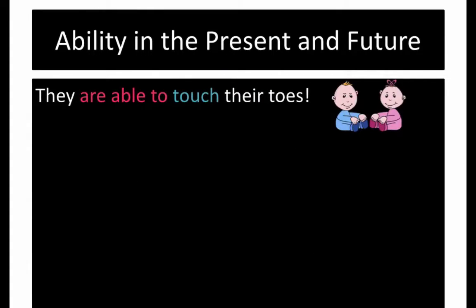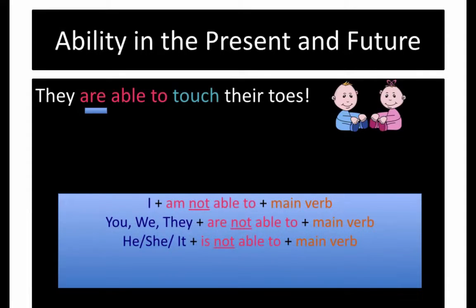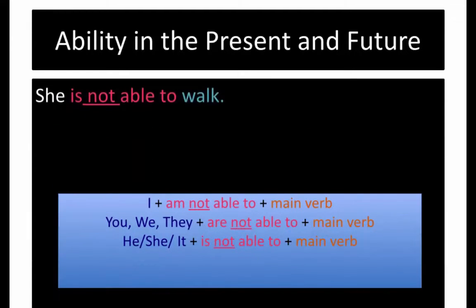Unlike can, be able to will change according to the subject. For example, we say I am able to. You, we, they are able to. And he, she, it is able to. All followed by the main verb. To make it negative, we simply add not. For example, she is not able to walk.